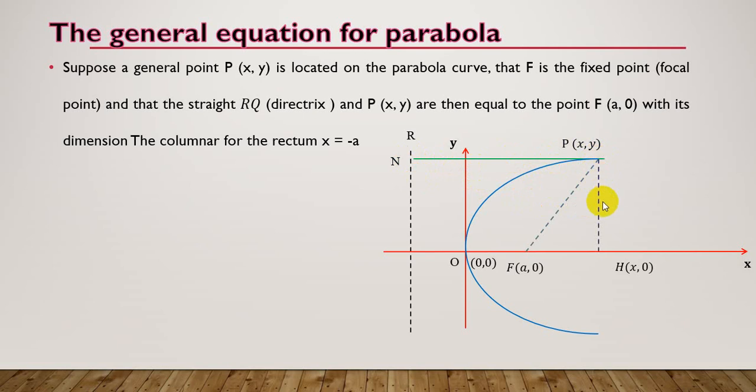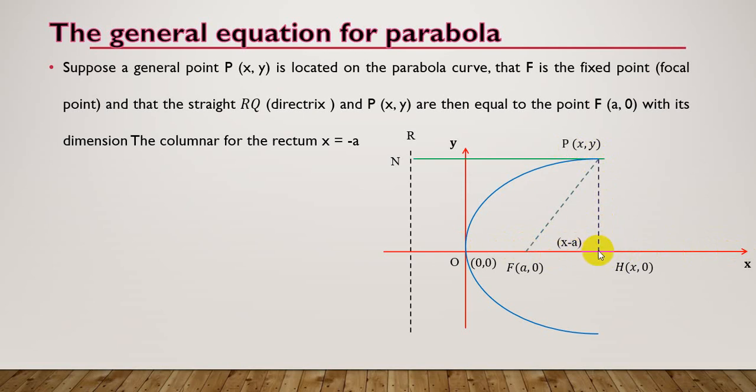If we have a projection on the X axis, we will have a perpendicular on the X. So BH is the distance between the focus and the perpendicular, or projection, of the point on that X axis.